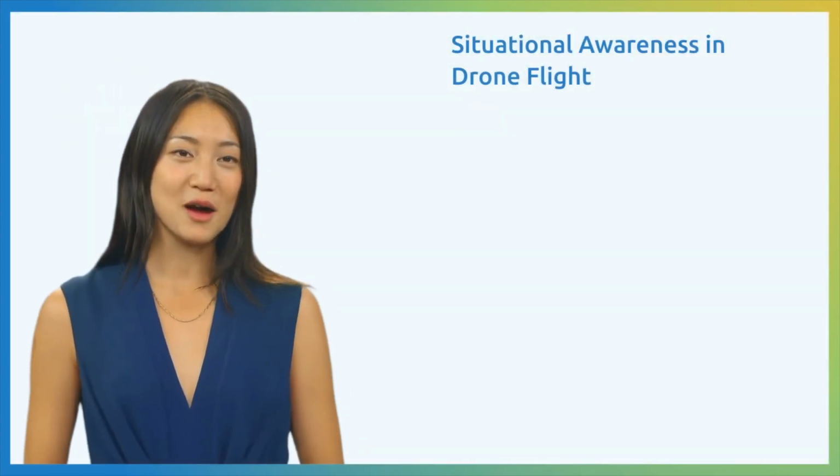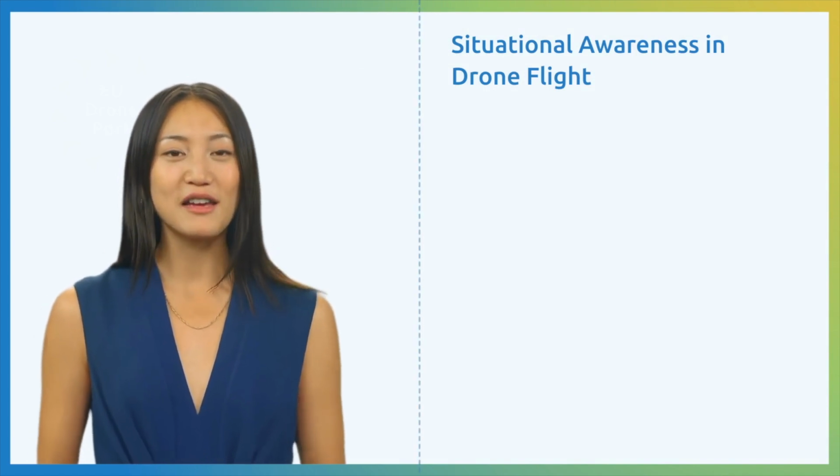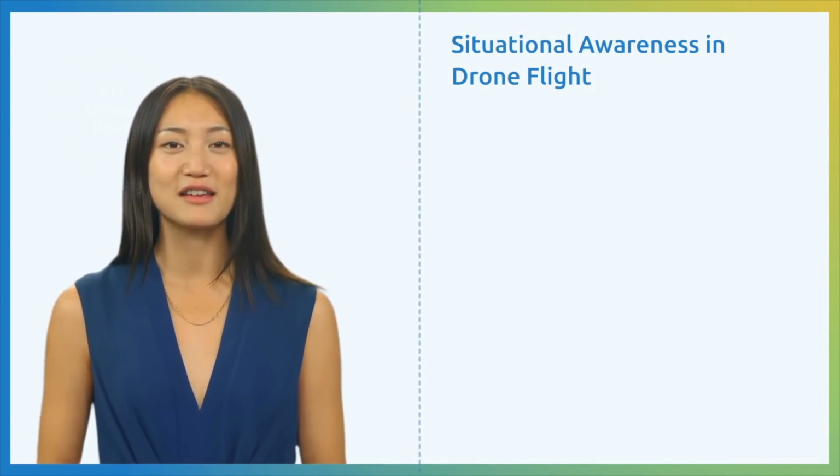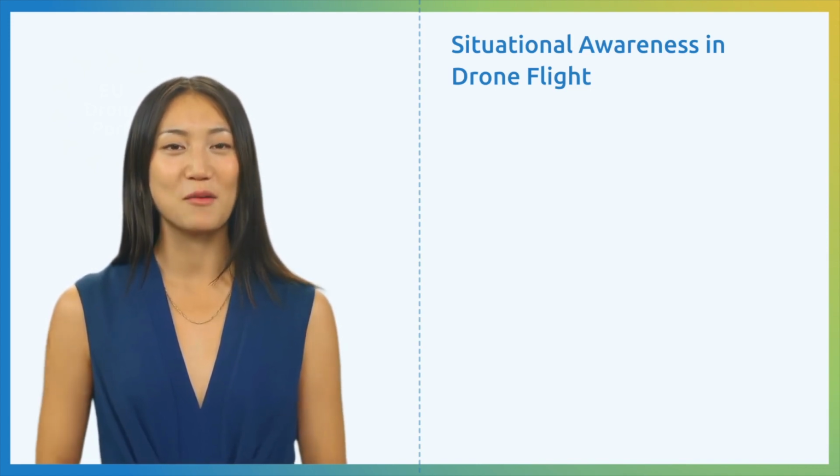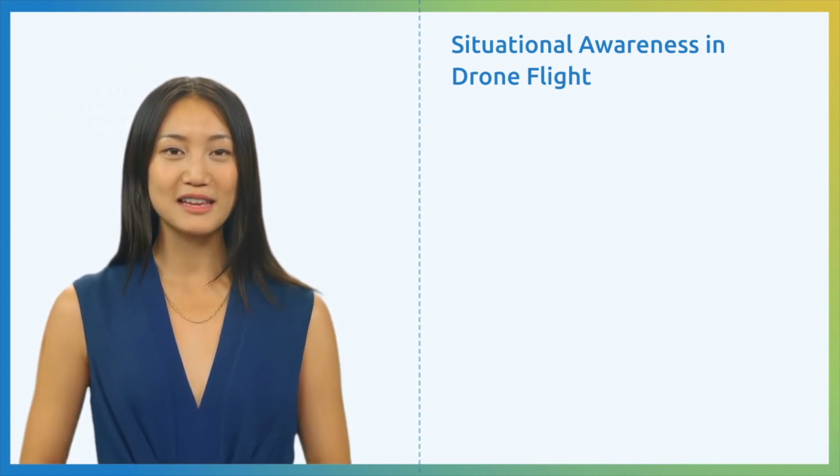Situational awareness, for a pilot, means having a mental image of how the drone's location, flight conditions, configuration, and aircraft status relate to safety factors like nearby terrain, obstacles, airspace, and weather.